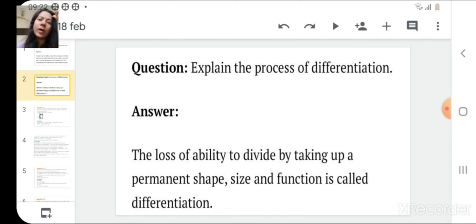In the beginning of a cell, the cell is undifferentiated, which means it has not got a particular kind of shape, size and function. Nothing is decided. At that time, that cell is called an undifferentiated cell. As soon as it gets the ability to decide what kind of shape it has to take, what kind of size it will have, and what function it has to perform, it will be a differentiated cell, which has a particular task of doing something in the living organism. So that is the difference between undifferentiated and differentiated cells. Undifferentiated cells are meristematic cells.